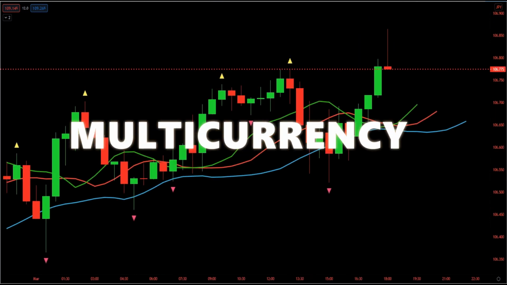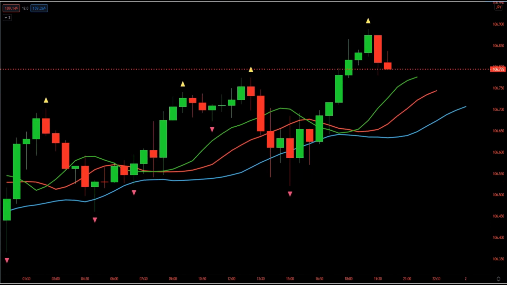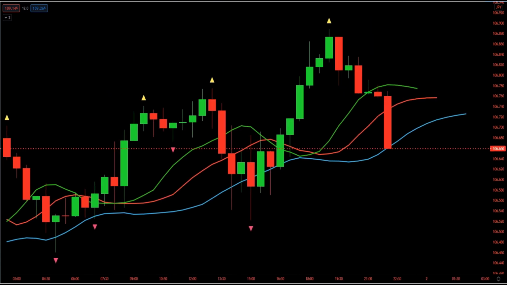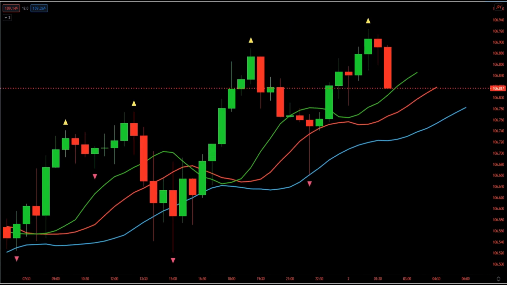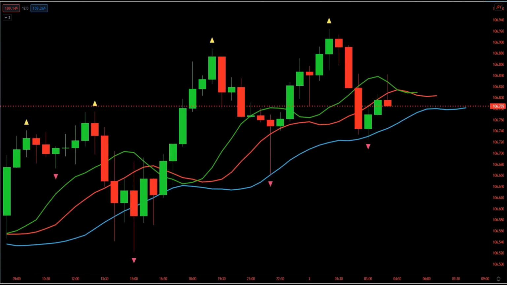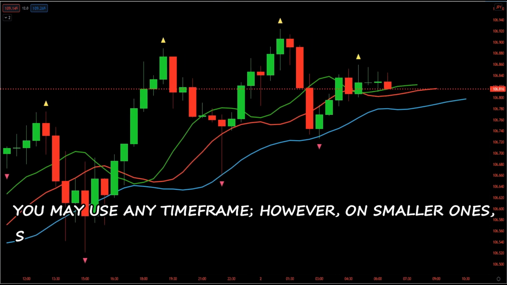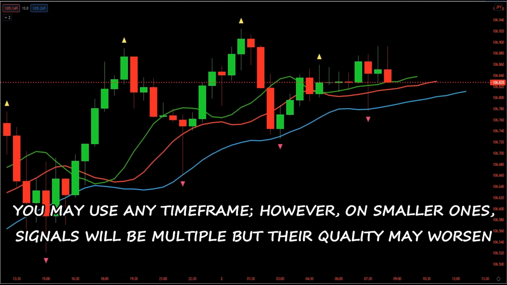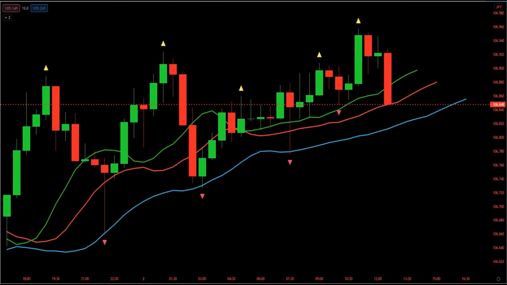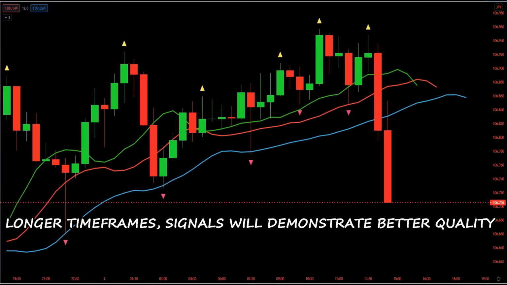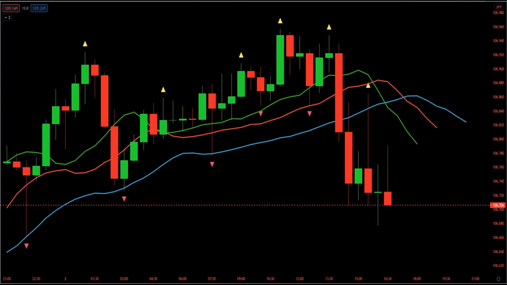This strategy is multicurrency, however, observations show that it works better on instruments with a small spread, such as most basic currency pairs and metals. With high volatile instruments, it may give false signals. You may use any time frame, however, on smaller ones, signals will be multiple but their quality may worsen. In 1 hour and longer time frames, signals will demonstrate better quality but appear more rarely.